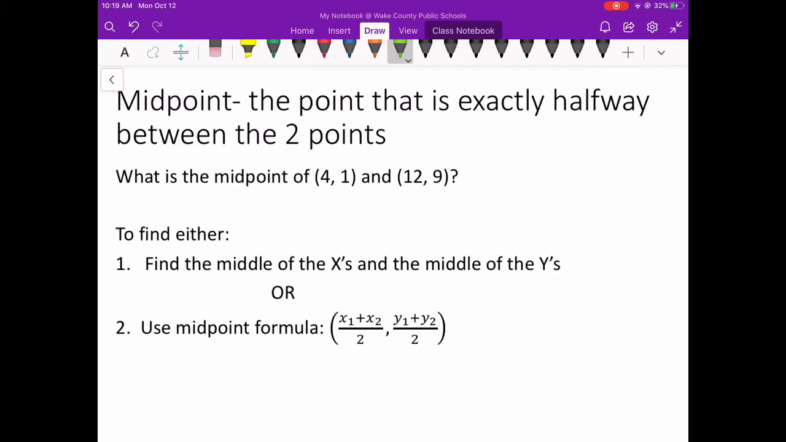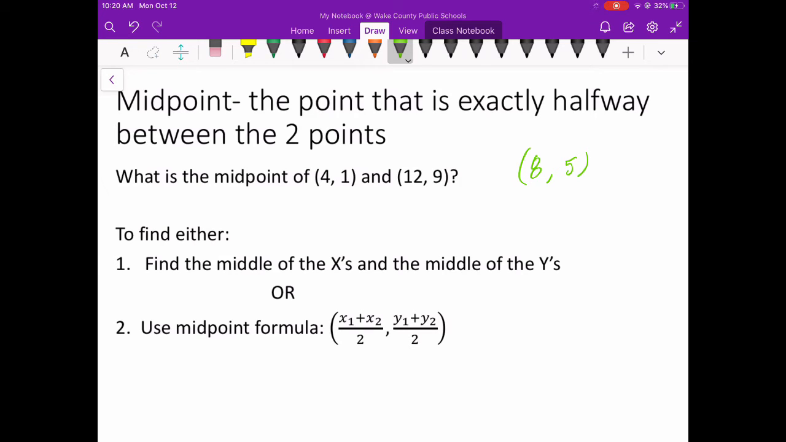So let's talk about how we would use this formula. Now, we could do what we did with the middle of the x's and the middle of the y's. The middle of the x's, 4 to 12, that's 8 units apart. So half of that would be 4 units. So it looks like 8 would be the middle of the x's if I do it like that. 1 to 9 is 8 units, so 4 more would be 5. So (8, 5) is what we suspect the midpoint should be.